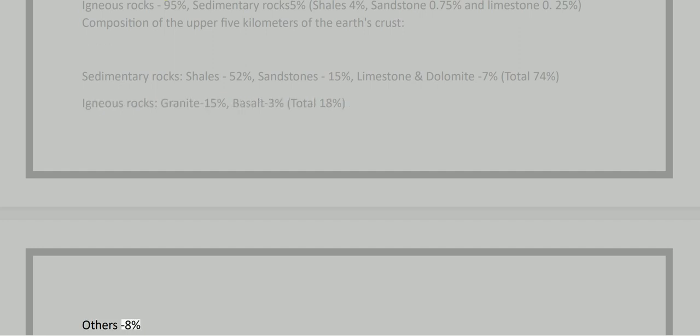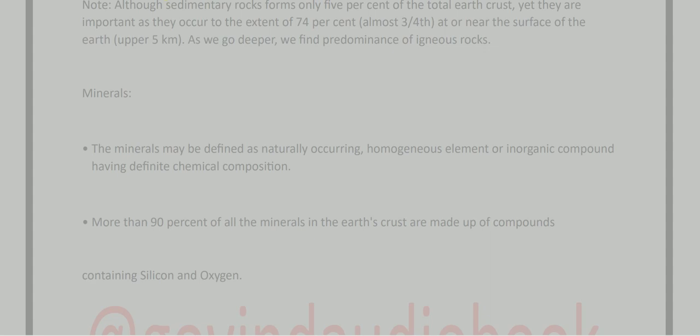Others 8%. Note, although sedimentary rocks form only 5% of the total Earth's crust, yet they are important as they occur to the extent of 74%, almost 3/4, at or near the surface of the Earth, the upper 5 kilometers. As we go deeper, we find predominance of igneous rocks.